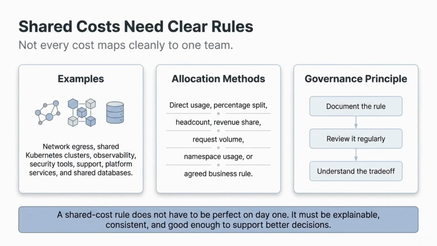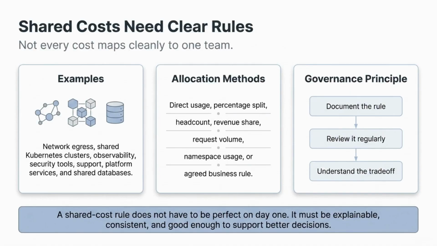Shared costs are common in cloud environments. Examples include network egress, shared Kubernetes clusters, observability tools, security tooling, support charges, platform services, and shared databases. These costs may not belong to one team cleanly. That is why shared costs need clear rules. Some costs can be allocated by direct usage. Others may be split by percentage, request volume, revenue share, headcount, namespace usage, or an agreed business rule. The best rule depends on the available data and the decision the organization needs to support.